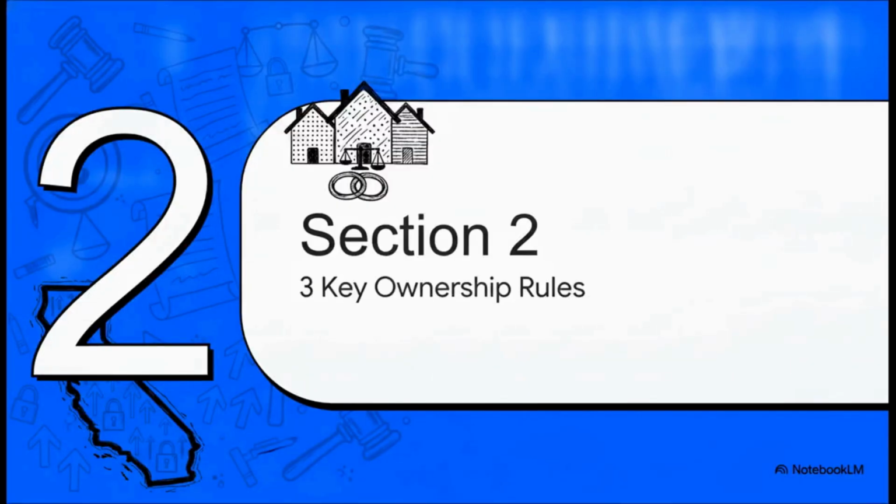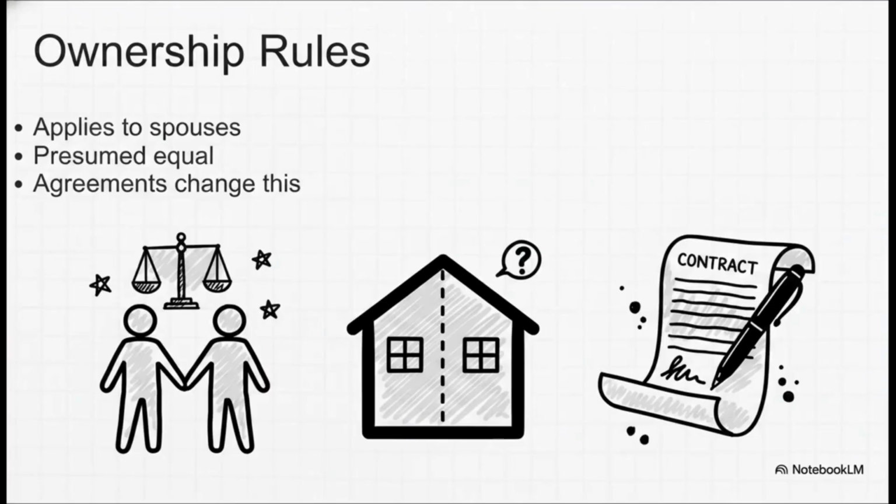Section 2. 3 key ownership rules. These 3 fundamental rules dictate how ownership works. First, the law applies equally to both spouses and registered domestic partners. Second, equal ownership is presumed regardless of who earned the money or whose name is on the title contract. And third, a written agreement can change that classification.